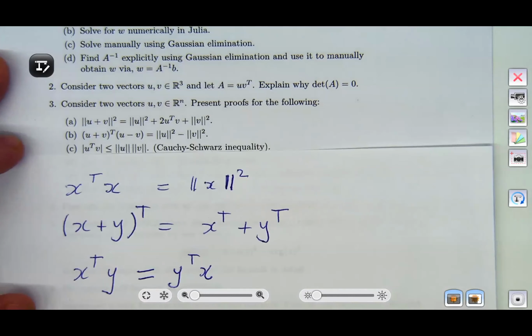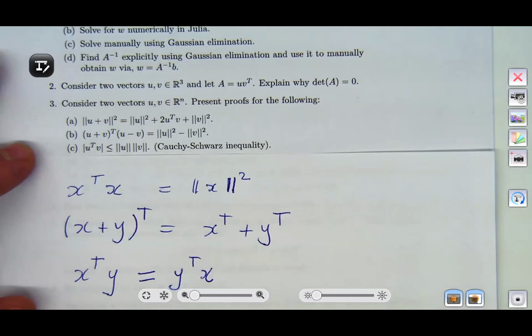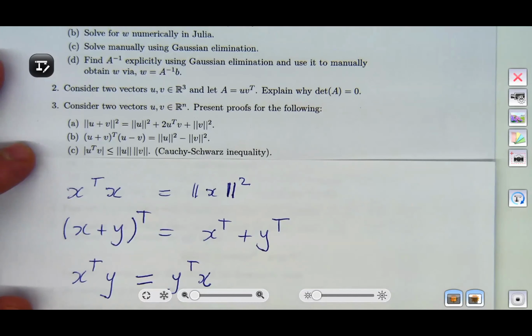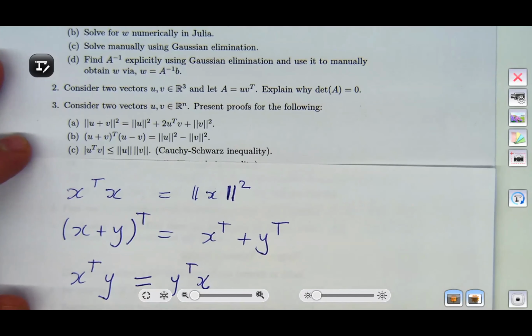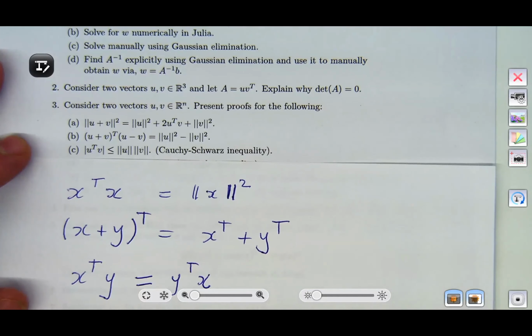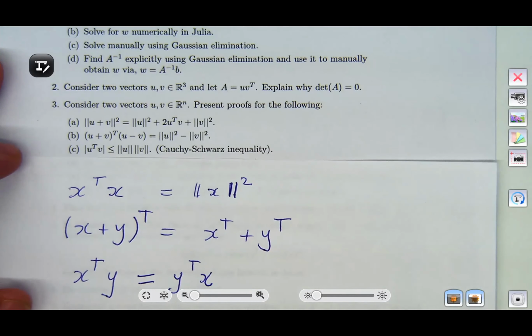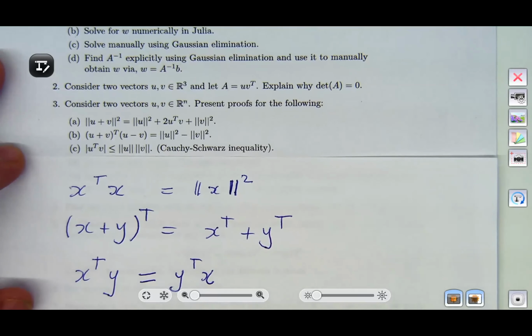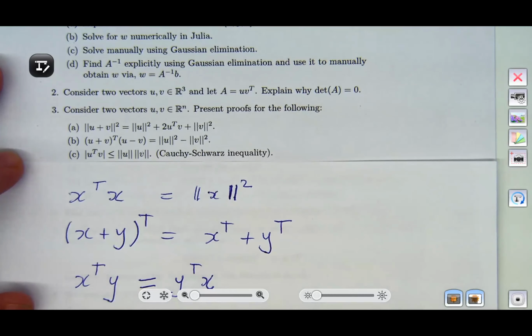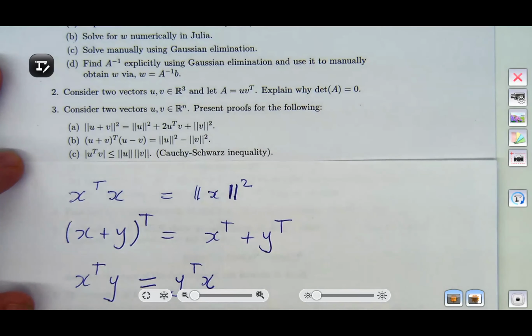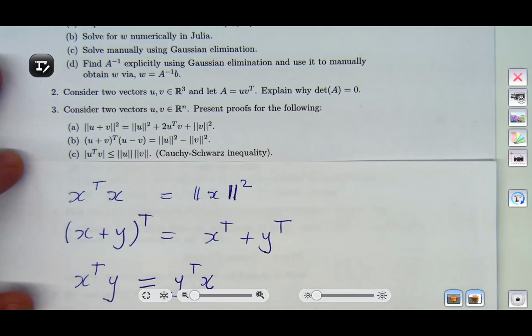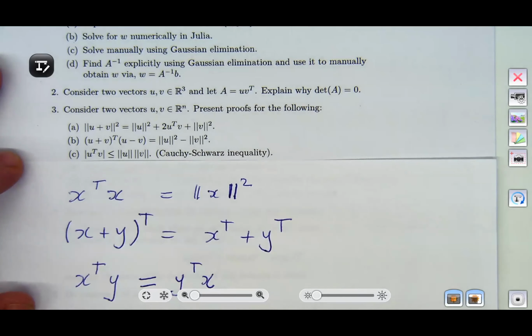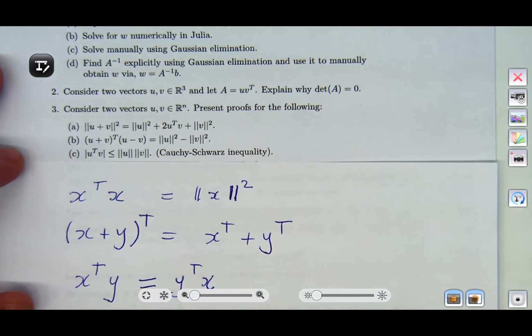Okay, now the next one, C, Cauchy-Schwartz inequality. So here we have the absolute value of U transpose V less than or equal to the product of the norms of U and V. Right, now that one is a little bit tricky. I have a feeling, this is not a guarantee either, but I have a feeling Yoni might have done at least one of these problems in the lecture. And if I were him, I probably would have done the hardest one, which would have been this Cauchy-Schwartz inequality. But I'm only making a guess because I haven't watched that.